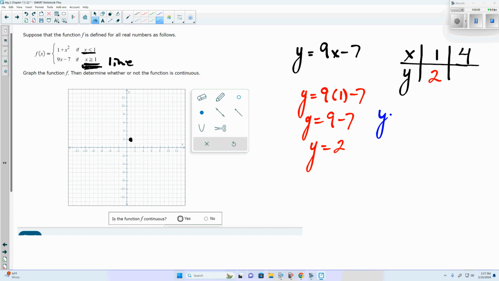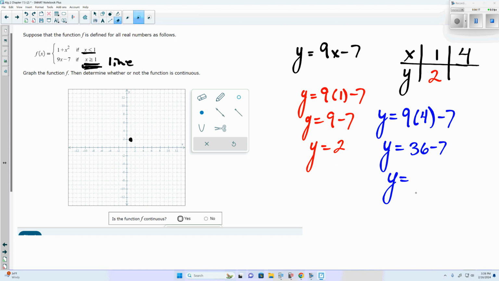We can do the same thing as what we just did. Y is equal to 9 times 4 minus 7. Well, 9 times 4 is 36, and 36 minus 7 is 29. Okay, that is another point, and that would work, but that is somewhere off here. So I'm going to pick a different point, something that is located on the graph.